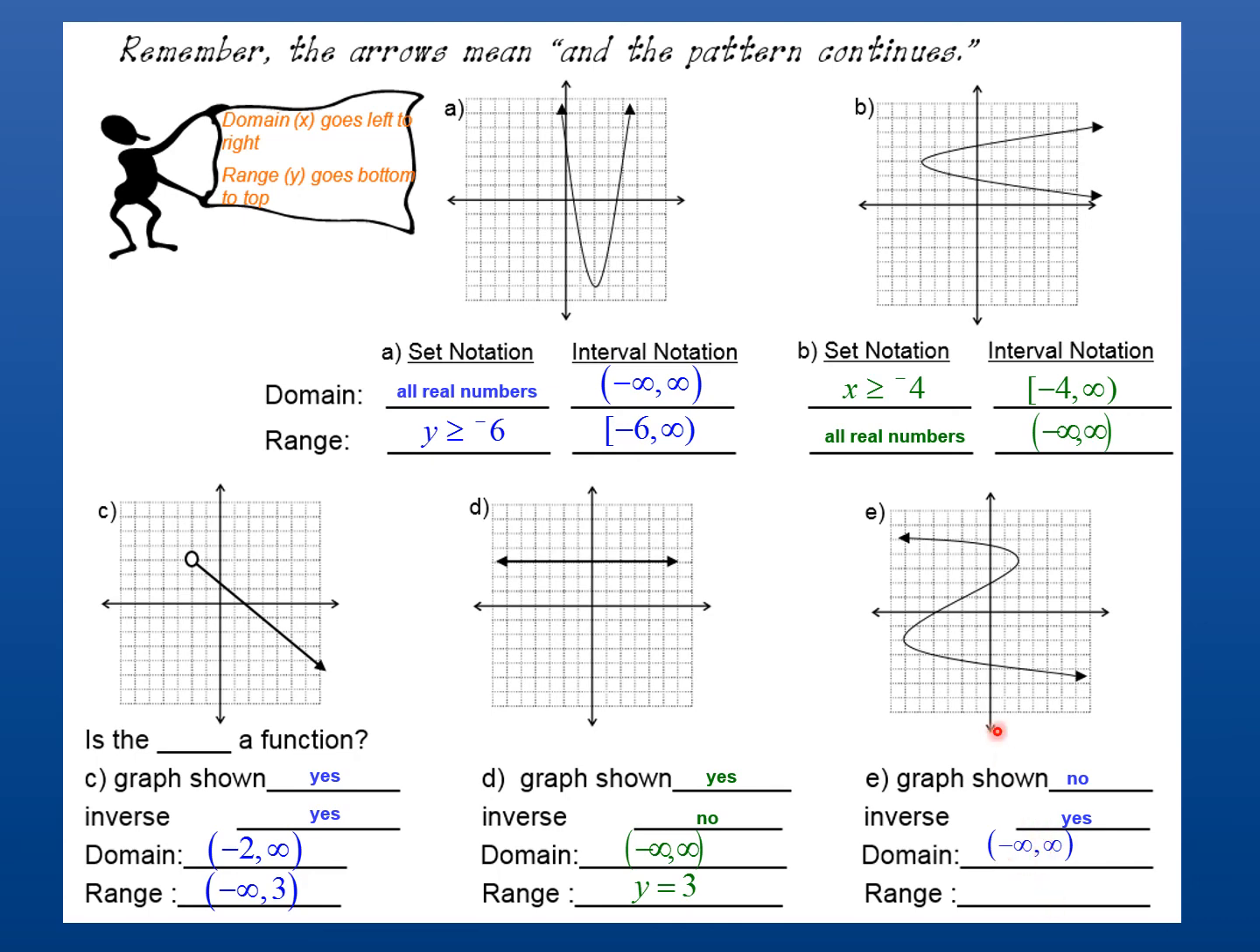Take a look at the range. The range we measure against the y-axis. We always want to locate our arrows and see what they're doing. These continue to go down. Let's take a look at this arrow, and they go up. So are there any restrictions on the range? No, it's all real numbers, and it goes from negative infinity to positive infinity.